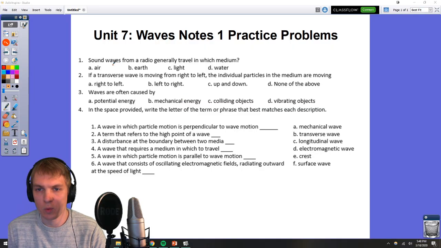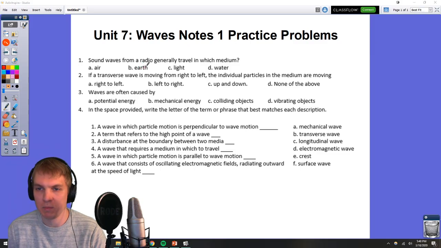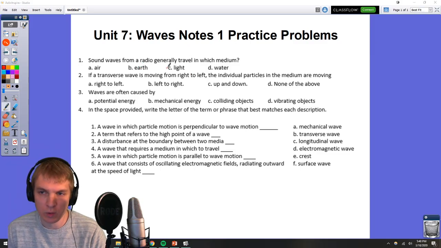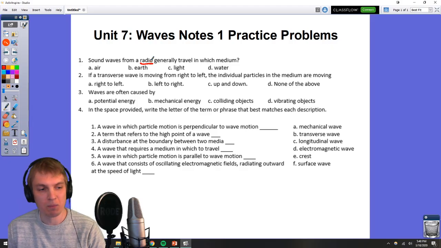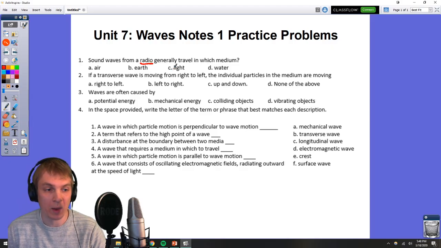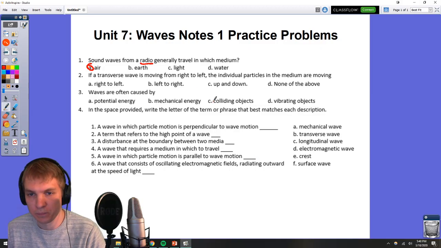Number 1 says, sound waves from a radio generally travel in which medium? This might be a tricky question because the word radio might throw you off. Radio waves are indeed electromagnetic waves and don't need a medium, but we're not talking about radio waves. We're talking about sound waves from a radio system. So the sound waves themselves travel through air. So yes, A, air is the correct answer.